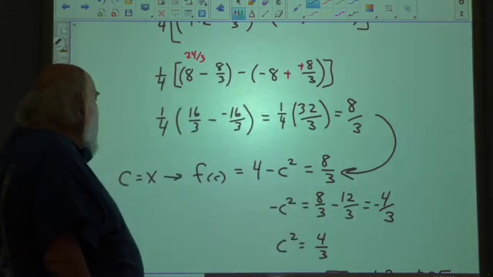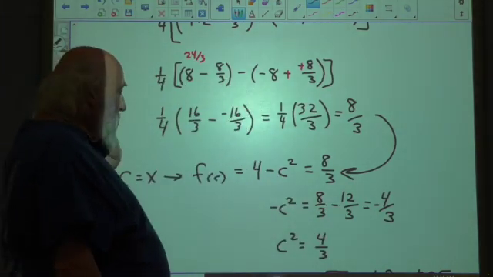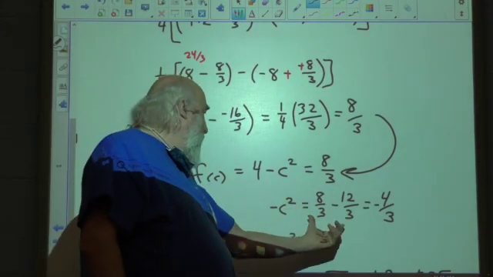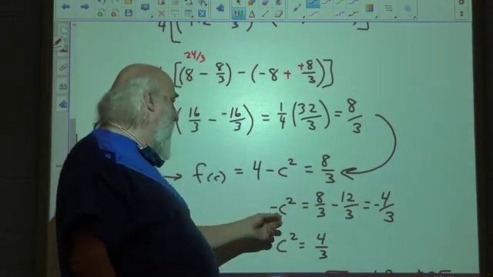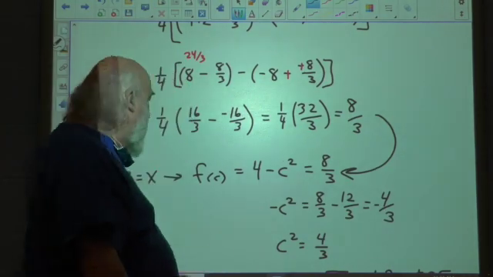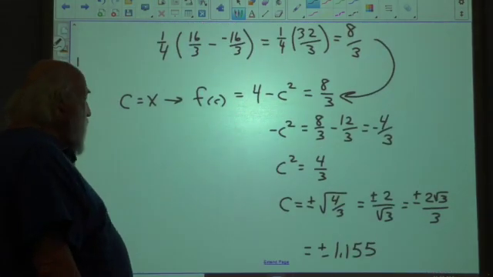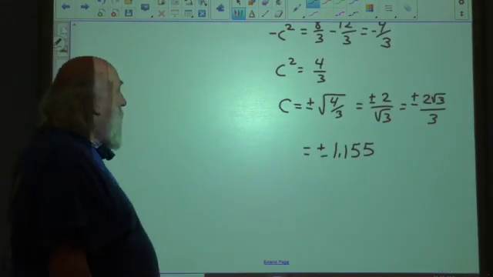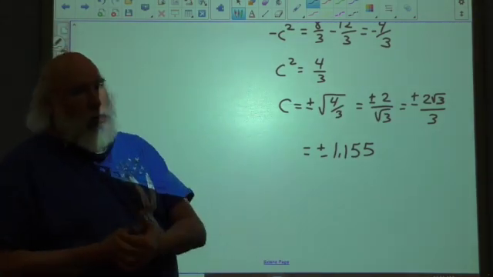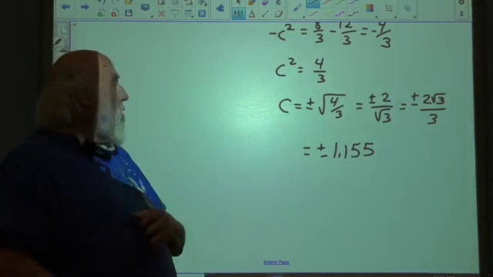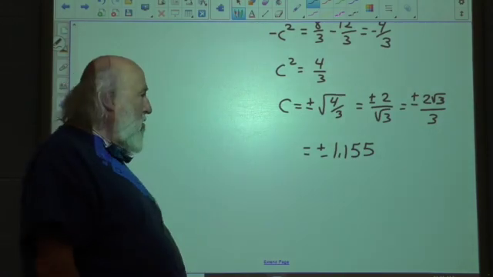So I subtracted 4 from both sides, which is 12/3. And that gave me a -4/3. So I got negative c squared equals -4/3. Therefore, c squared equals 4/3. Did I have to take the square root of that? Now remember, when you take the square root, you get 2 answers, not 1. You have to put the plus or minus value in there.